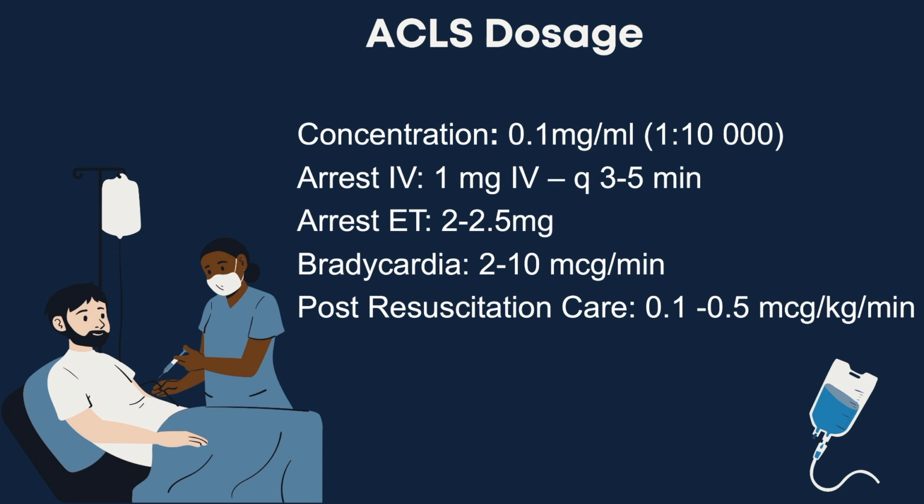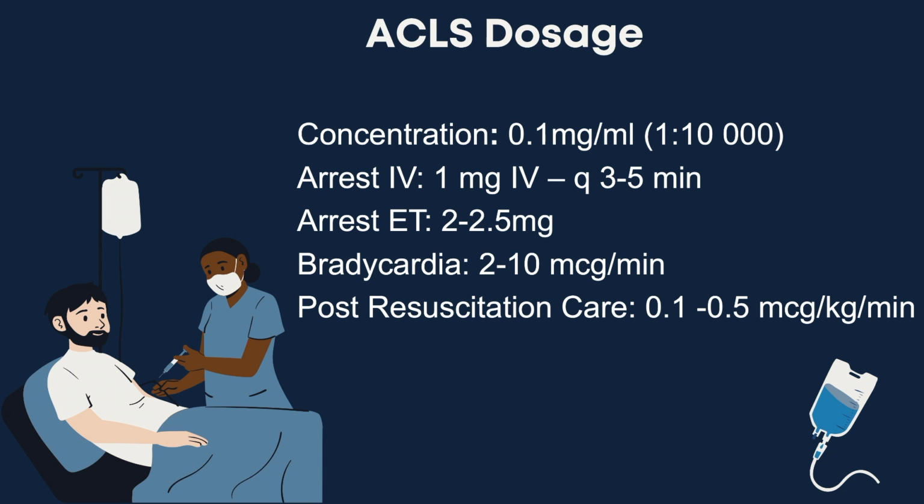Each dose should be followed with a 20 ml normal saline flush and then elevate the arm for 10 to 20 seconds. Higher doses up to 0.2 milligrams per kilogram may be used for specific indications like beta blocker or calcium channel blocker overdose. For the endotracheal route, we will use 2 to 2.5 milligrams diluted in 10 ml of normal saline, as the uptake of epinephrine down the ET tube is not the most reliable.